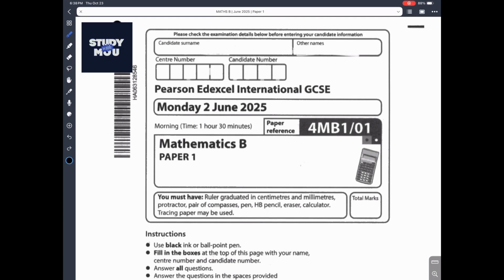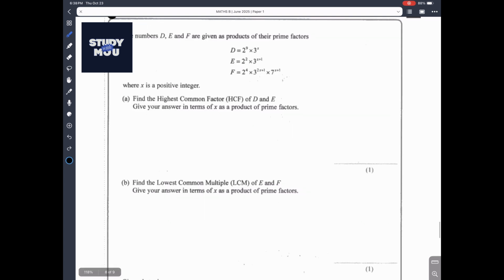So today we will be doing Maths B May-June 2025 Paper 1, question number 10. The numbers D, E and F are given as products of their prime factors. D is equal to 2 to the power 9 multiply 3 to the power x. E is equal to 2 squared multiply 3 to the power x plus 1. F is equal to 2 to the power 4 multiply 3 to the power 2x plus 1 multiply 7 to the power x plus 1, where x is a positive integer.